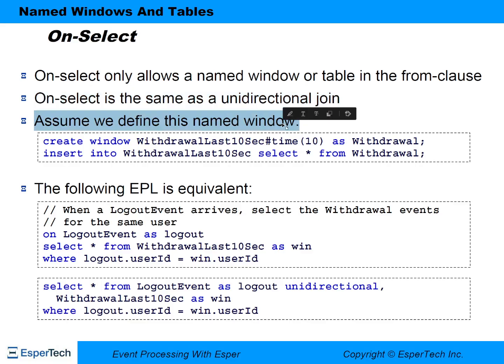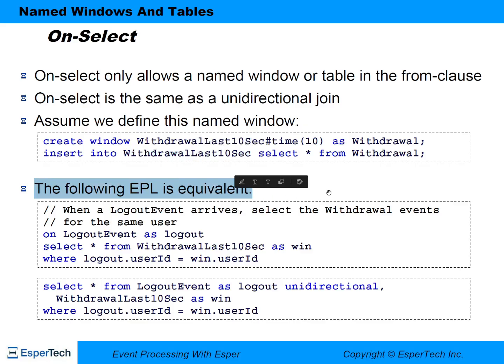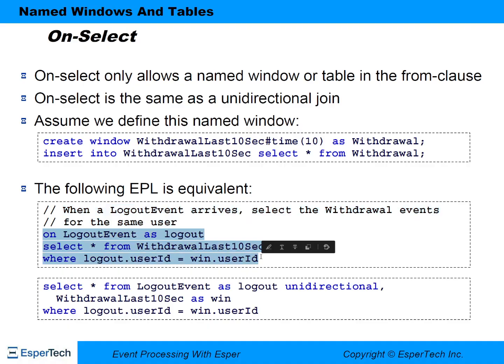Assume we define a named window by name Withdrawal, last 10 sec. The following EPL is equivalent. Both statements output, when a logout event arrives, the withdrawal events for the same user. On LogoutEvent as logout select * from Withdrawal.win:time(10 sec) as win where logout.userid = win.userid.